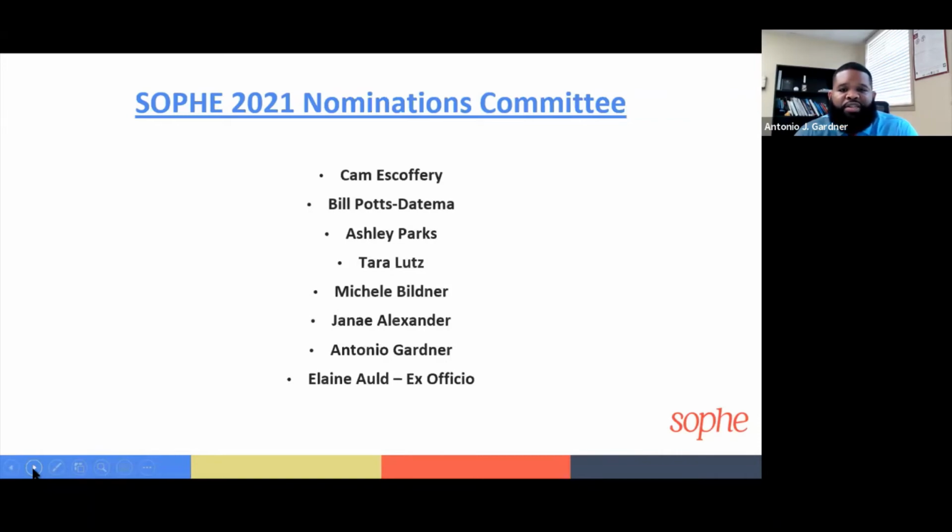Each year, a nominations committee is convened to prepare a slate for our elections process. This committee is always comprised of a past president, 2 board of trustees members, 2 House of Delegates members, the student trustee, and the trustee for membership and leadership, as well as the CEO of Sophe, who serves as the ex officio member. This committee, once composed, has to be approved by the Board of Trustees to do this work.